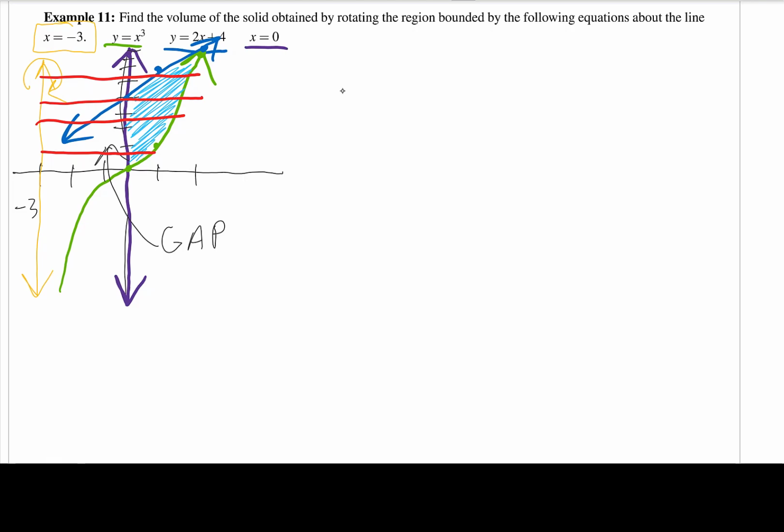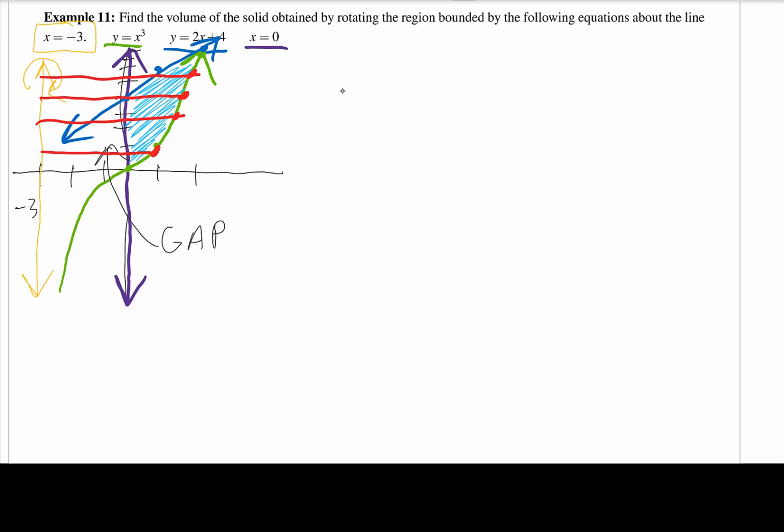Sorry, let me word this better. When I stop my line, okay, that's not going to work if I don't stop my line at the right place. When I stop my line, I'm always stopping on green, right? So it's always going to be green minus orange for our outer radius, the bigger radius.